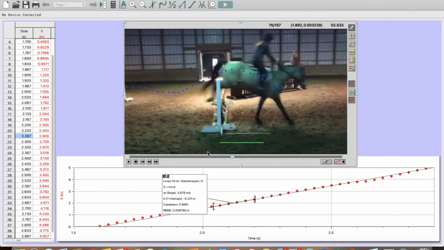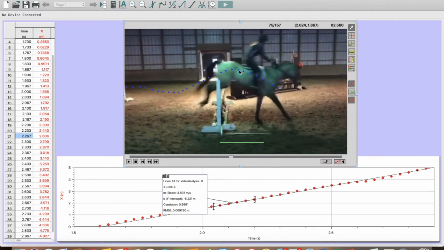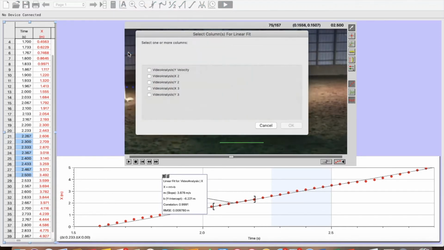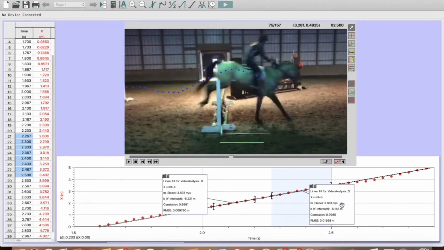So I went back one frame from this. From there to there, I highlighted those times and then did the same thing. Found the linear fit. Perfect. And that gives me the horizontal x velocity from the time that the horse is landing. And again, I have to plug that into a cosine equation using the angle, which I will show you how to do now.